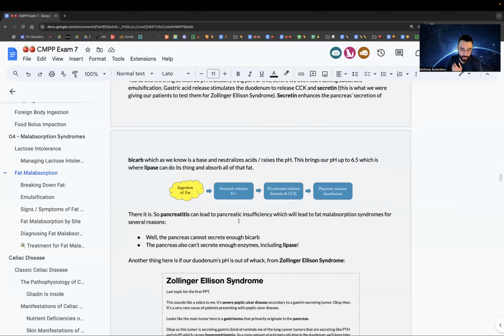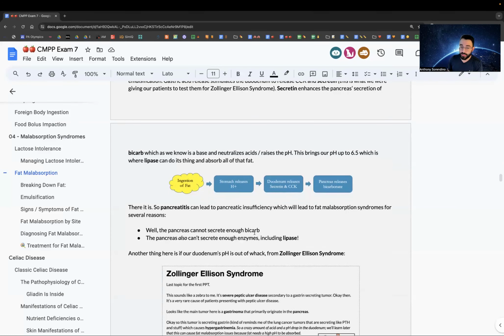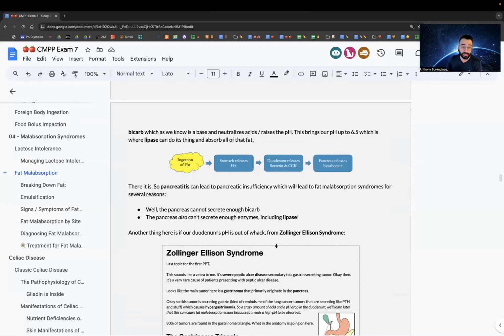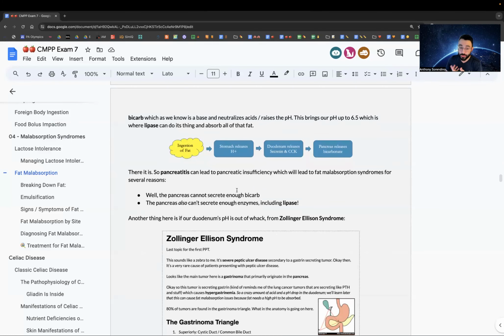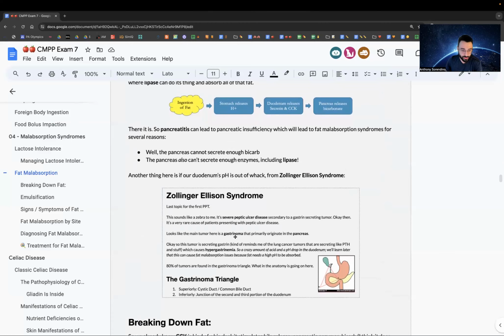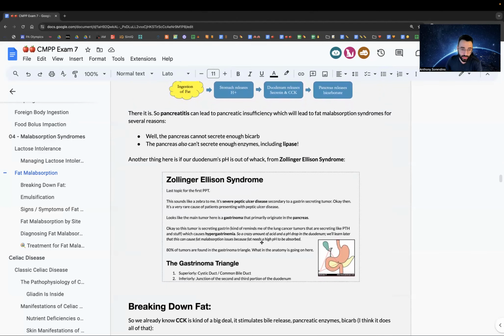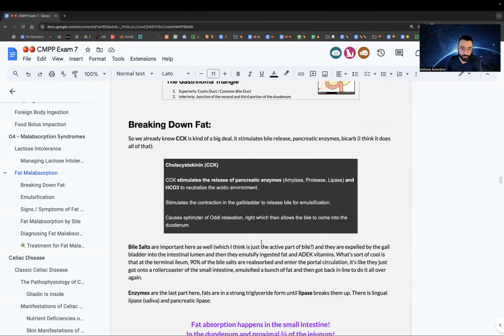pH goes up, okay? Pancreatitis can lead to a pancreatic insufficiency, which can lead to a fat malabsorption syndrome because it's not secreting enough bicarb, so we can't get the pH high enough. And the pancreas also can't secrete enough lipase, which obviously we need. Here's the Zollinger-Ellison syndrome I was talking about. So this is kind of linked.